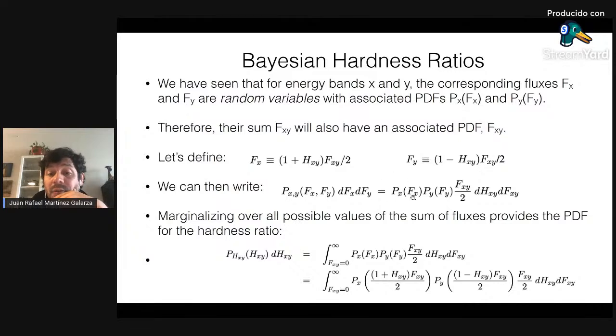If you integrate this quantity over all possible values of the sum of the fluxes, you don't care how much the sum of the fluxes is, so you marginalize over it. So if you integrate, then you get a probability distribution function for the hardness ratios themselves. And this probability distribution will be the probability distribution for the hardness ratios. So the expected value for this distribution will be whatever value of x of HXY, the hardness ratio in these two bands, maximizes this integral. And that's what you're after.